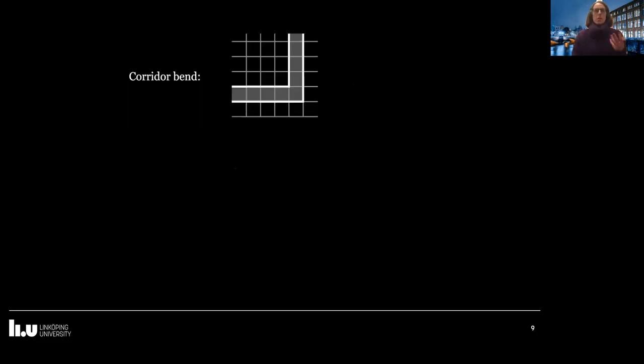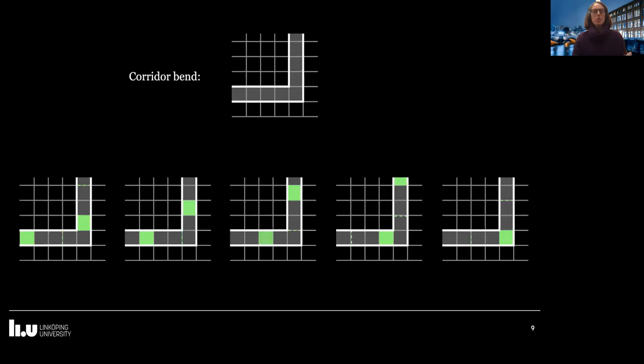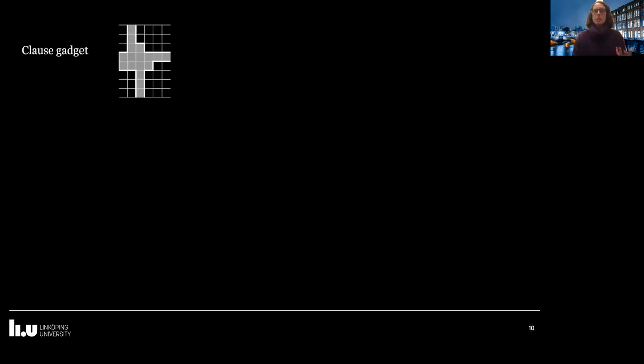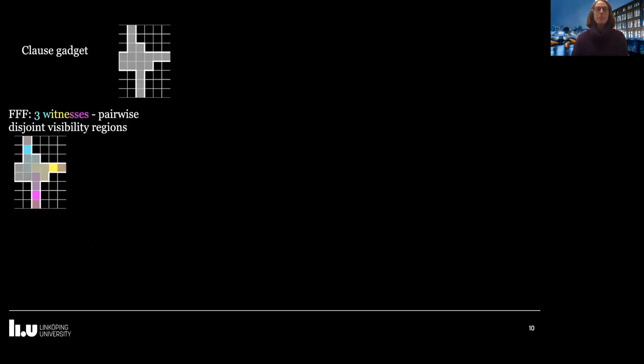We can easily bend corridors at any position, independent of how we come in there. We can always just connect. And then, of course, we still need the clause gadget. So we have the corridors that propagate the truth assignment of the variables. And then we have a clause gadget where we have those corridors coming in from the top, from the right, and from the bottom.